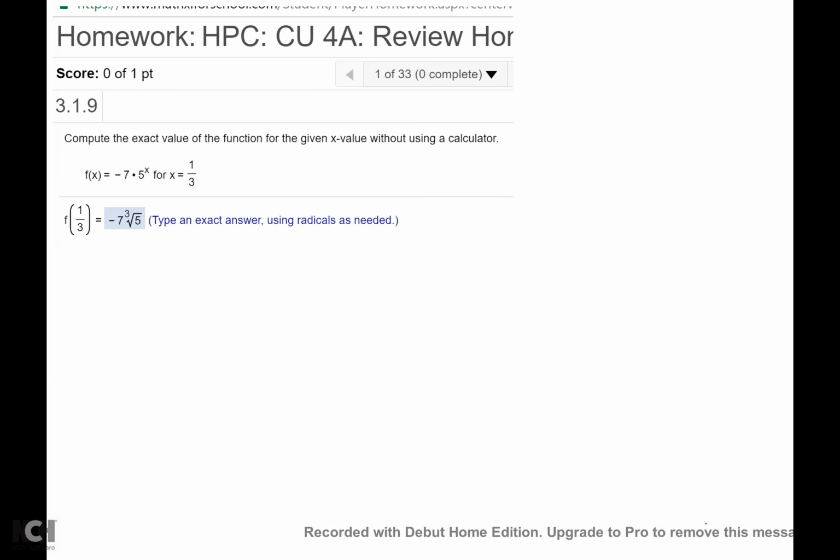All right, we're going to review for your conceptual unit 4A test. It says compute the exact value of the function for the given x value without using a calculator. So they want us to find for x equals 1/3, so I have negative 7 times 5 to the 1/3. Well, the only thing they did to get their answer was they changed this into a radical. So that'd be negative 7 times the cube root of 5. They left it like that. You could multiply that out and get a decimal, but they're leaving it like that.